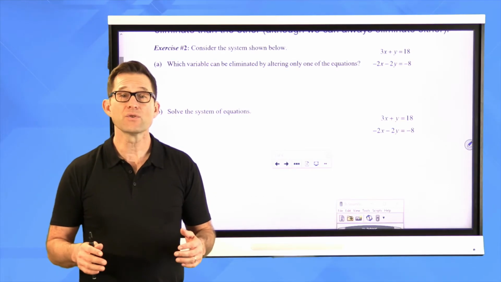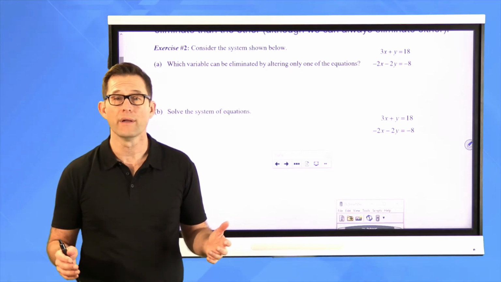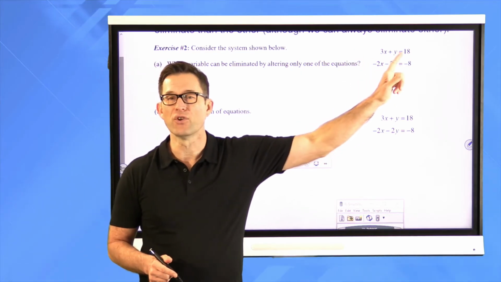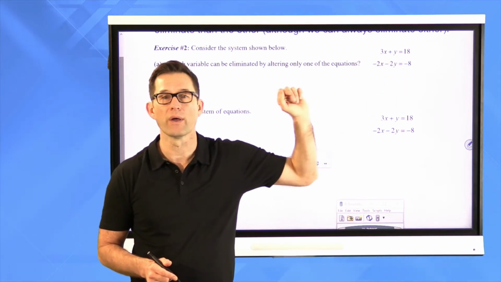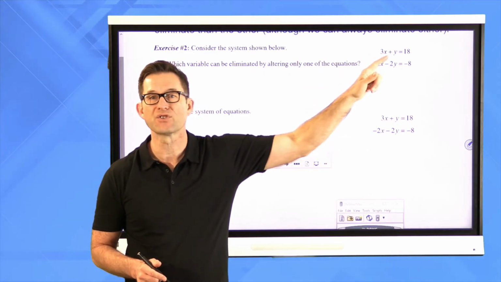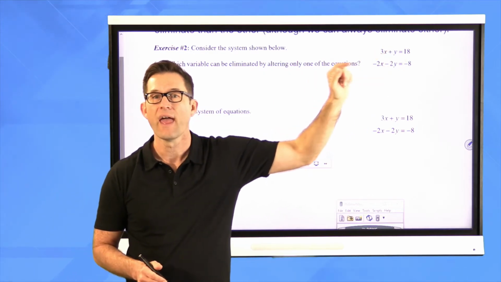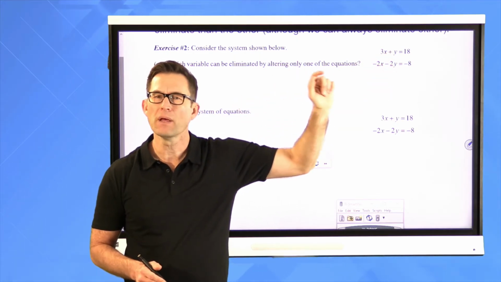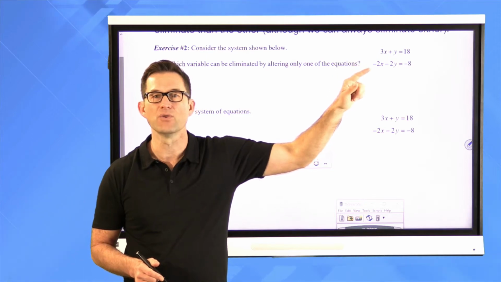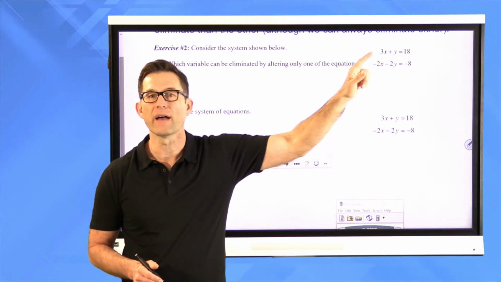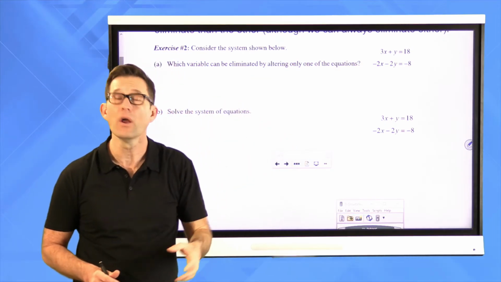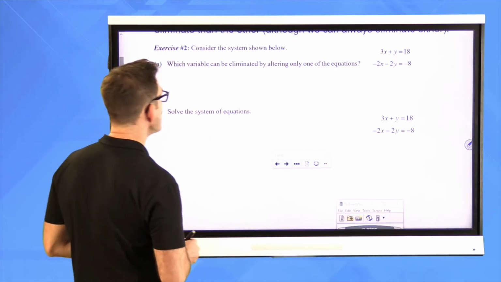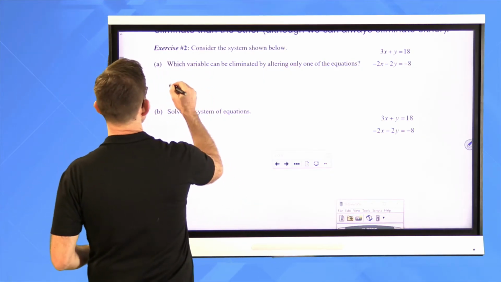All right, well, the answer is I really could eliminate either variable. But what would be very, very easy is to multiply the first equation by 2. Now, if I multiplied both sides of the first equation by 2, I'd have 6x plus 2y equals 36. And I'd have a positive 2y here and a negative 2y there. It would be a lot harder to make this negative 2x into a negative 3x or make this 3x into a positive 2x. That would be harder. You could do it with fractions, but it would be more difficult. So, which variable can be eliminated by altering only one of the two equations?